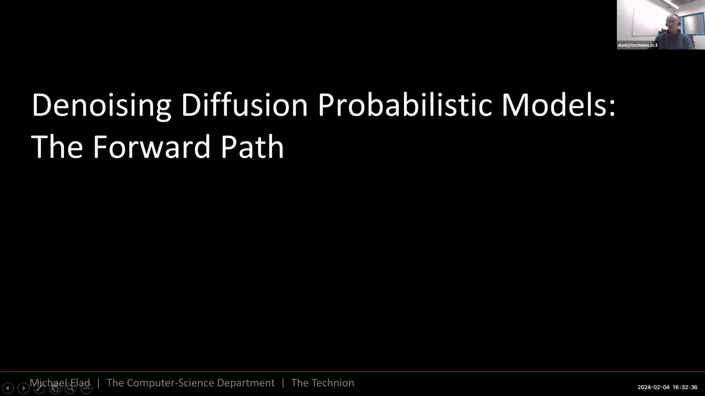Okay, so let's talk about Denoising Diffusion Probabilistic Models, DDPM. This is a name of an algorithm. Let's see how it is being built.